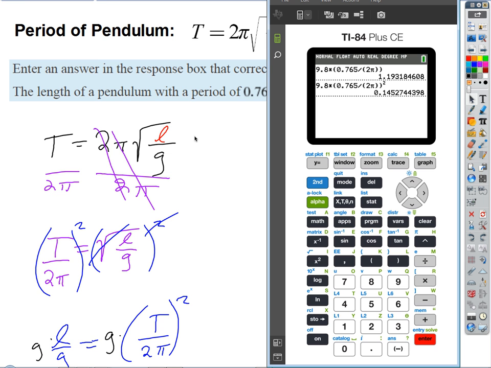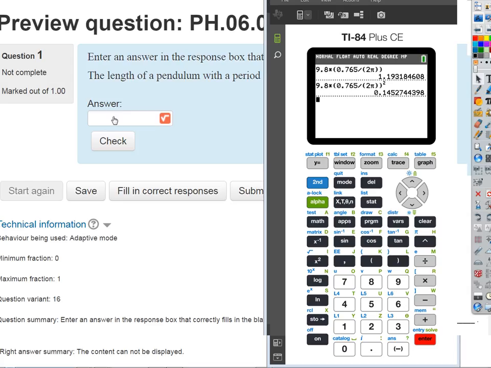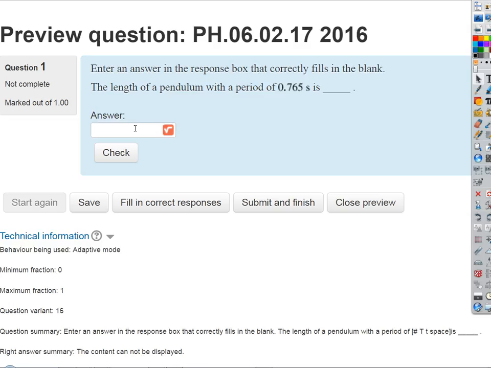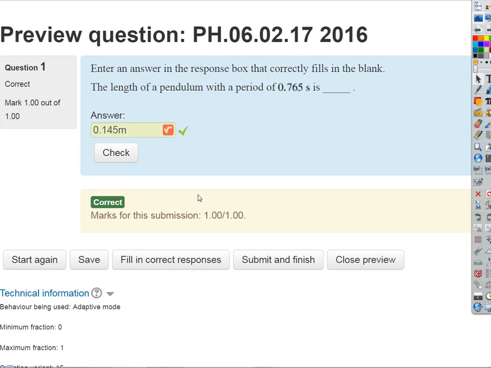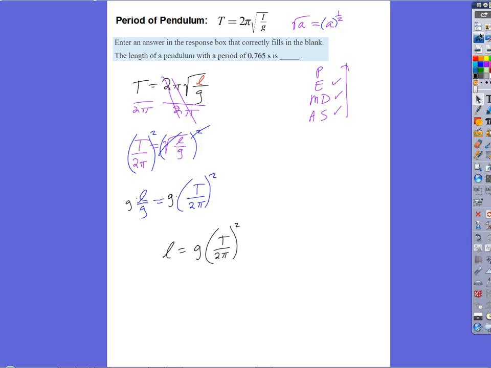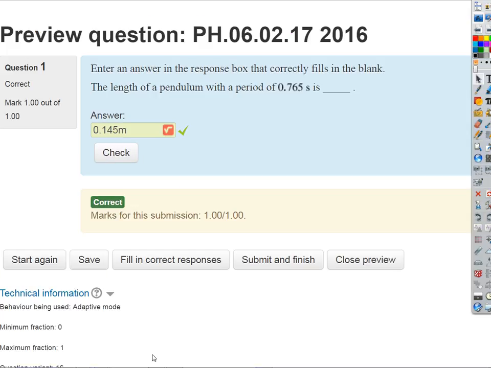Okay, so we can plug it in and see. Oh, that'd be embarrassing if it doesn't, huh? 0.145. Oh, I had to put units in. Meters? Yeah, right. Oh, phew. Okay, I think that's it. You got it. We're good.